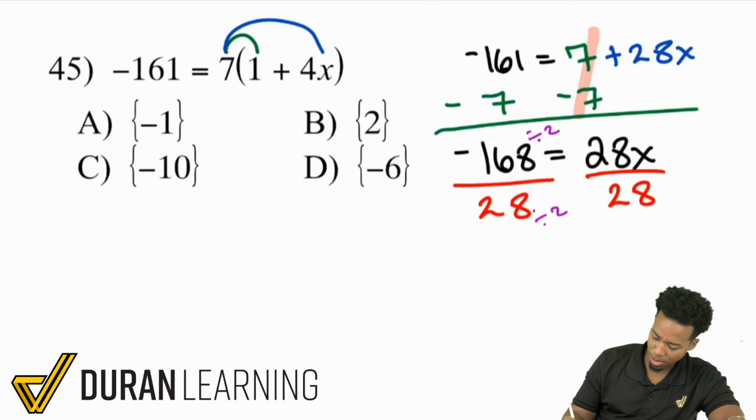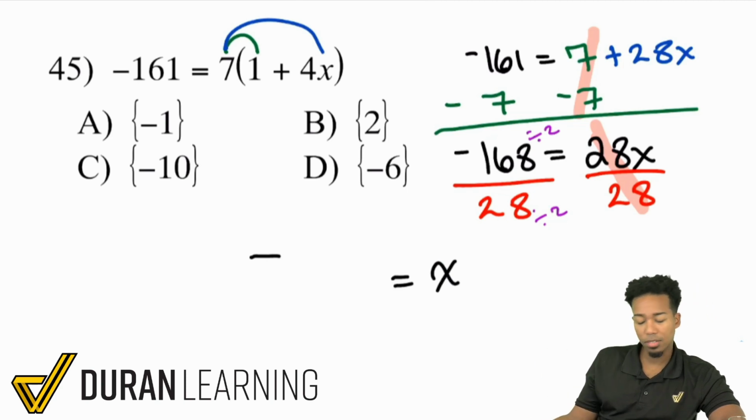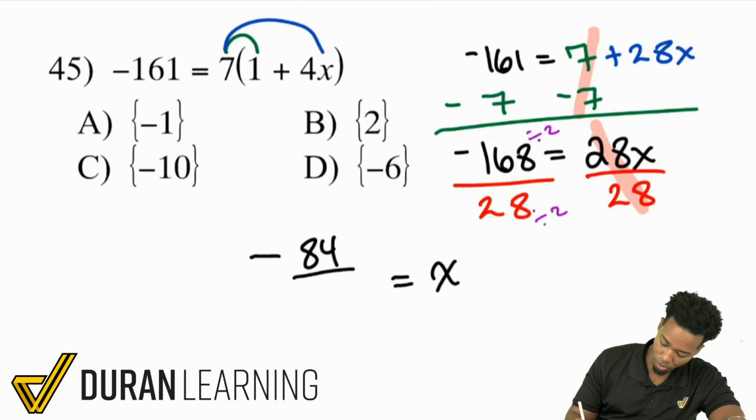I can divide the top and the bottom by 2, and remember that's going to cancel out here. So we have x equals, that's going to be a negative number. 168 divided by 2, that would be 84. So I got myself 84 divided by, and that's going to be 14.